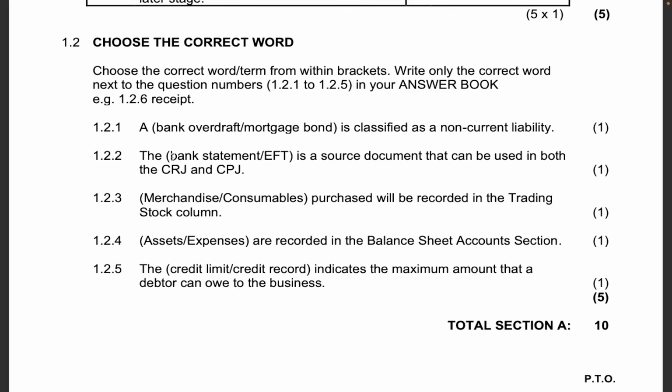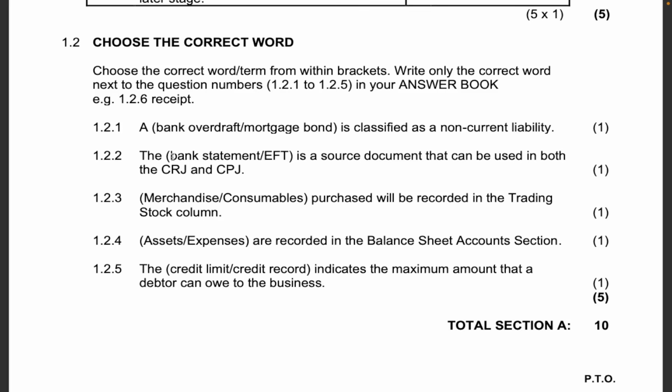1.2.5, the credit limit or credit record indicates the maximum amount that a debtor can owe to the business. What do we call that, or what's the answer? Well, it's the credit limit. Credit limit is where we've limited our debtors to say you can take goods up to a certain amount on credit, meaning that's the maximum they can owe the business.